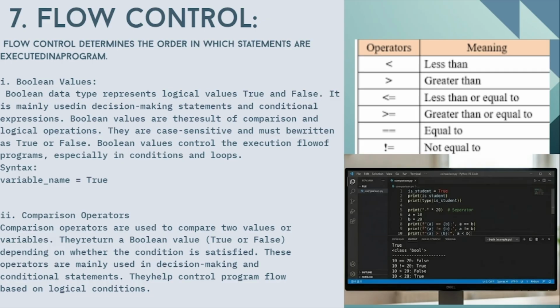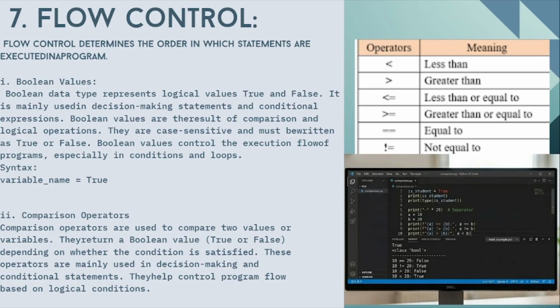Another thing, these True and False are keywords. That means T should be capital and the rest should be small. F should be capital and the rest should be small. These are keywords. They are mainly used in decision making statements and conditional expressions, where we have to make a decision, yes or no, it might be true or might be false. Then we use these Boolean values.